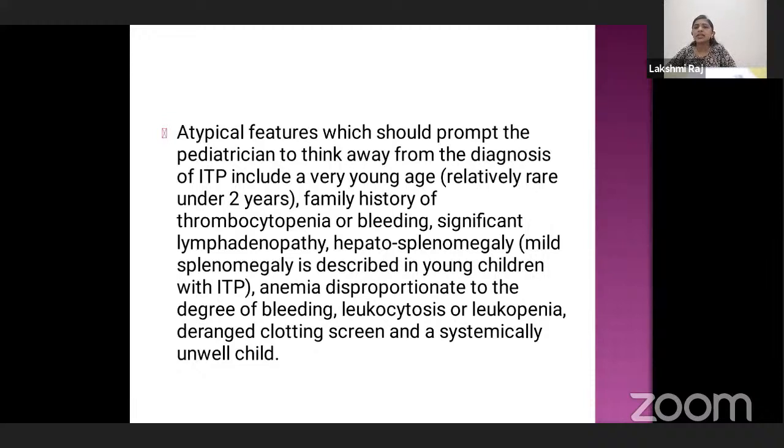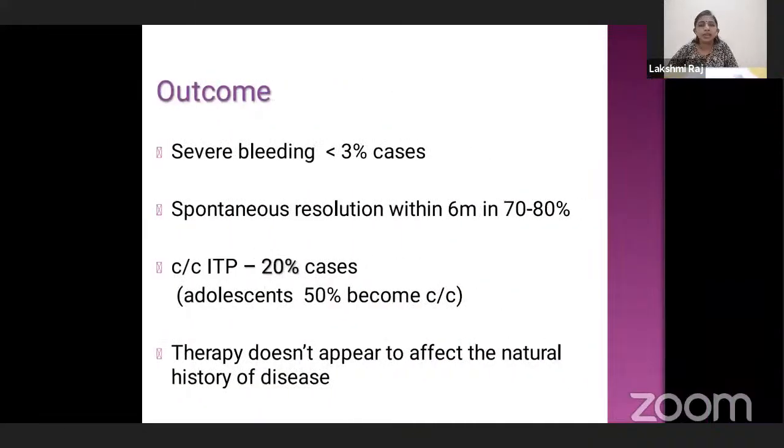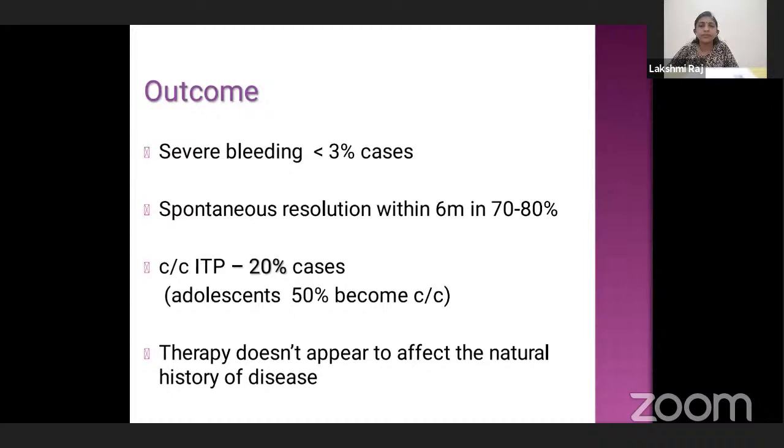And if the patient is generally unwell, if the patient is sick looking, generally the patient with ITP will not be sick. They will be well. Even if they are having bleeding manifestations, they won't be sick. So if these features are present in a child, then you have to think carefully whether it is ITP or not. Then about the outcome of ITP, what happens?